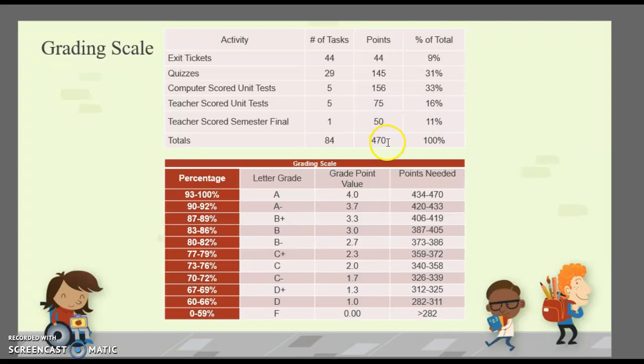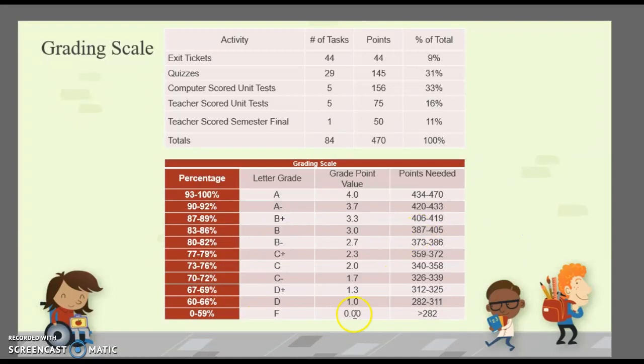So this whole class has a total of 470 points. To pass this class at minimum, you need 282 points to pass. So if you want to get a specific grade, like say I'm shooting for a B, then you would need anywhere between 387 to 405 points to get a B.